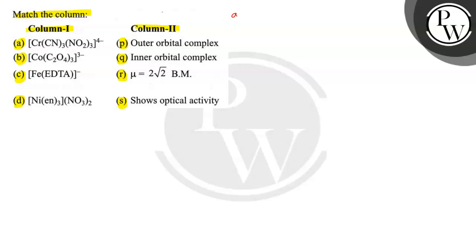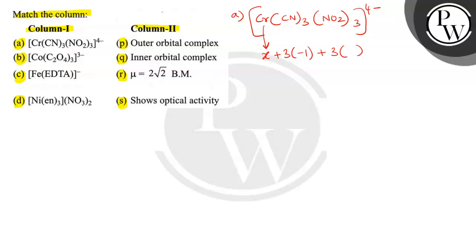The first one is A, Cr(CN)3(NO2)3 to the power of 4 minus. Here central metal atom is chromium, right? What is chromium oxidation state? X plus 3 into minus 1 plus 3 into NO2 का charge minus 1 है is equal to minus 4. So X minus 6 is equal to minus 4. X is equal to plus 2.